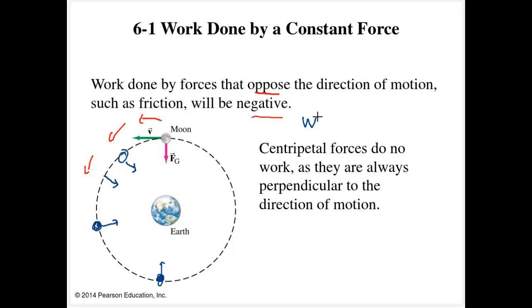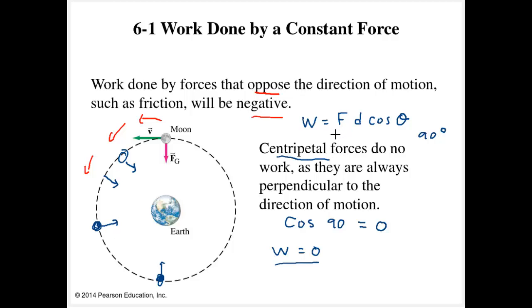So writing work is equal to the force multiplied by the distance multiplied by the cosine of theta. I know that perpendicular means 90 degrees, and we know that cosine of 90 is going to be equal to 0, so the work done is also going to be equal to 0 for any centripetal force right here, because they're always perpendicular to the direction of motion.